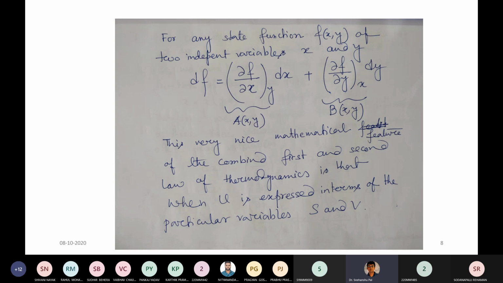So this very nice mathematical feature of the combined first and second law of thermodynamics is that when U is expressed in terms of the particular variables S and V, and already we understood S and V are natural variables.